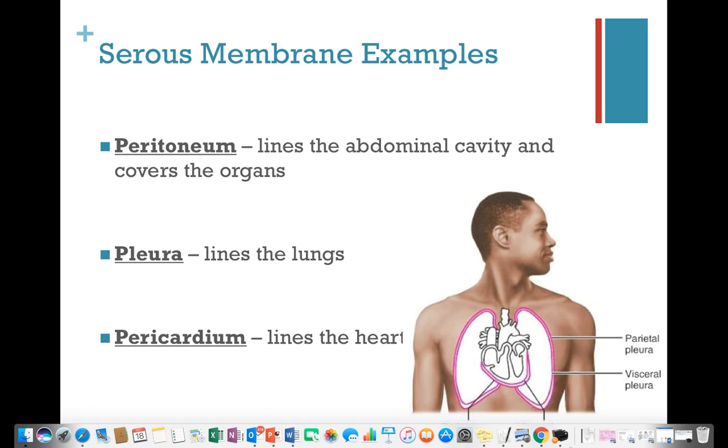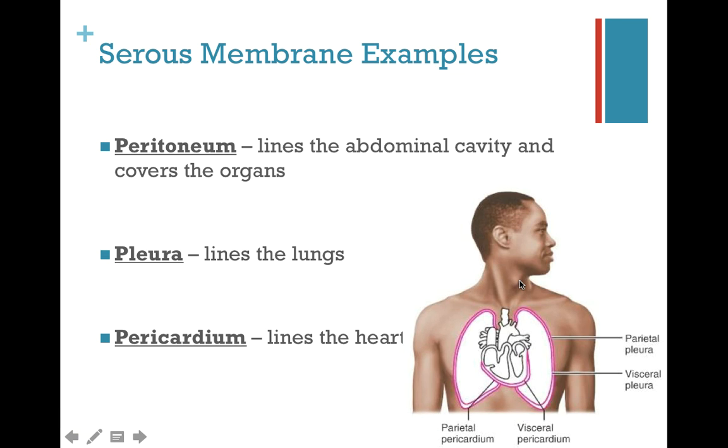So there are three areas where these membranes are located. So we have the peritoneum. Anytime you see the word peritoneum, that means the abdominal region or abdominal organs. So we can have a visceral peritoneum and a parietal peritoneum. We can have a visceral pleura and a parietal pleura. And we do have a visceral pericardium and a parietal pericardium. So visceral means lining that organ or those organs, and parietal means lining the cavity wall.